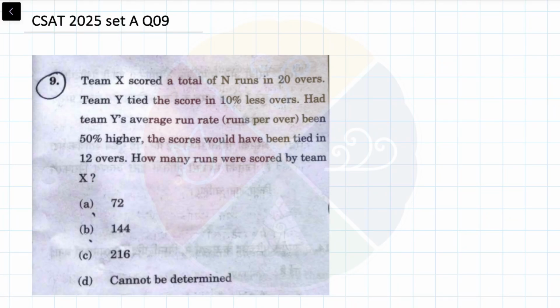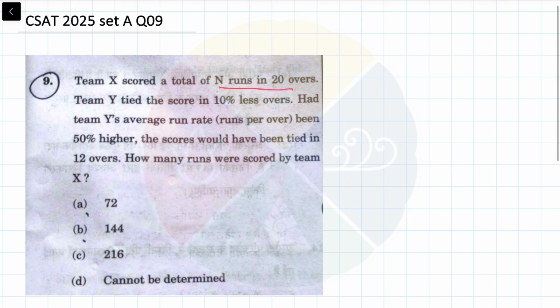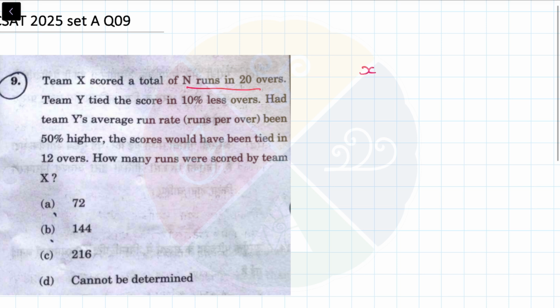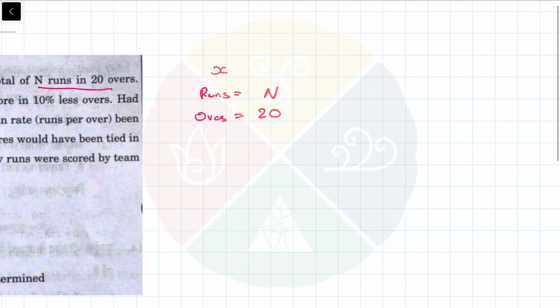Now let's try to solve this problem. Team X scores a total of n runs over 20 overs. So we have team X, they scored n runs and their overs are 20. In 20 overs they scored n runs. Then we have team Y. Team Y also will have runs and overs.